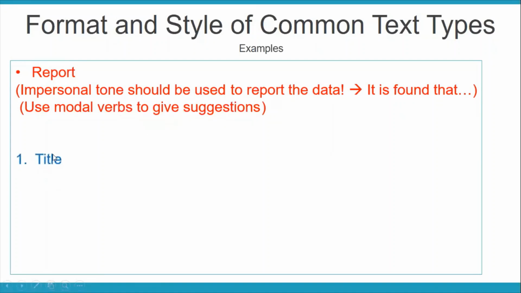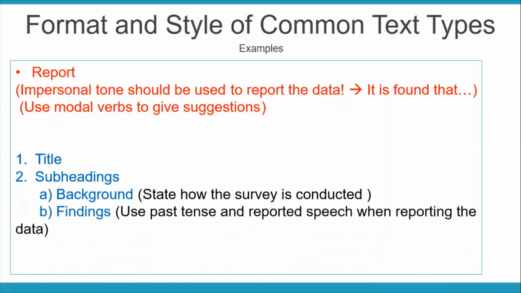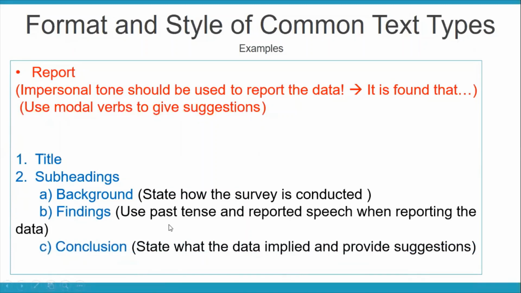For the format, you should begin your report by giving it a title. Then, in the body part, there should be subheadings for each section, such as background. You should state how the survey is done. Findings. When you present your findings, don't forget to use past tense and reported speech. You should also give a conclusion to state what the data implied and provide suggestions.